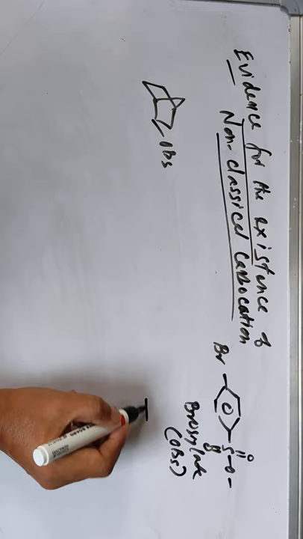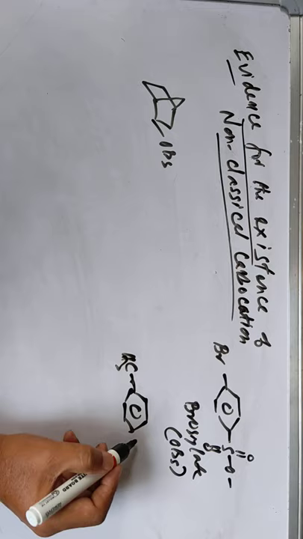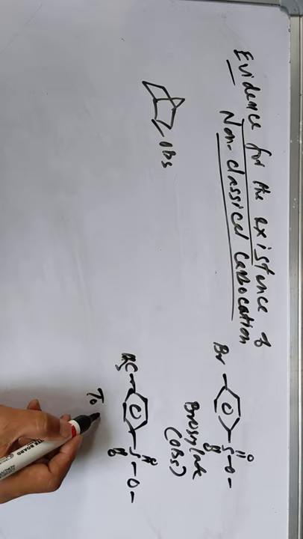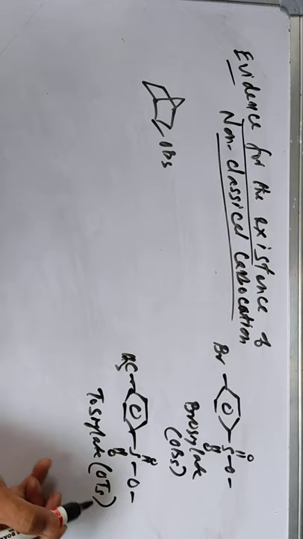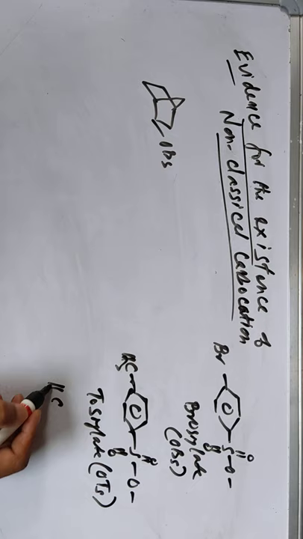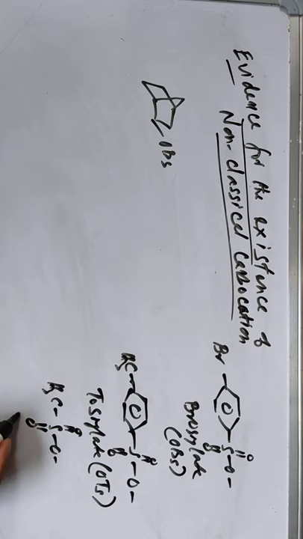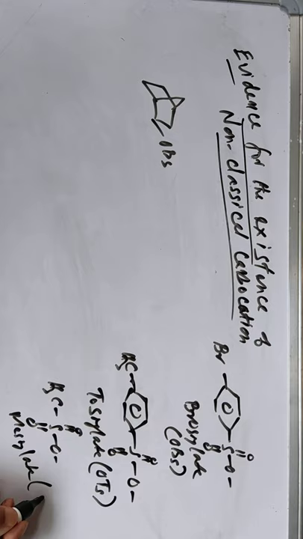tosylate, CH3, para-toluene sulfonate, SO2O. Then we have tosylate, para-toluene sulfonate, OTs. Okay. These are good leaving groups. And even we can have mesylate also, methyl group here, CH3, SO2O, like this. This is called mesylate, or you can say OMs, mesylate, M-E-S-Y-L-A-T-E. So these are good leaving groups.